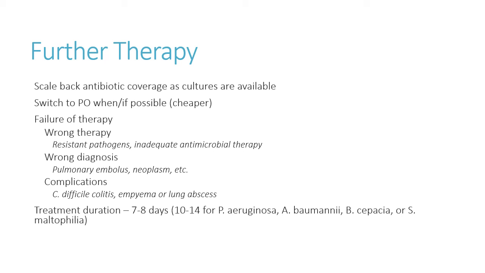Now, if the patient's failing therapy, you're giving them the full court press, they're on three medications, cultures come back and nothing grows, and the patient's not improving at all clinically, what do you have to consider? Well, was it the wrong therapy, right? Maybe it was a resistant pathogen, my antibiotics not treating well, or maybe I have inadequate therapy. So maybe you only did one anti-pseudomonal drug instead of 2.